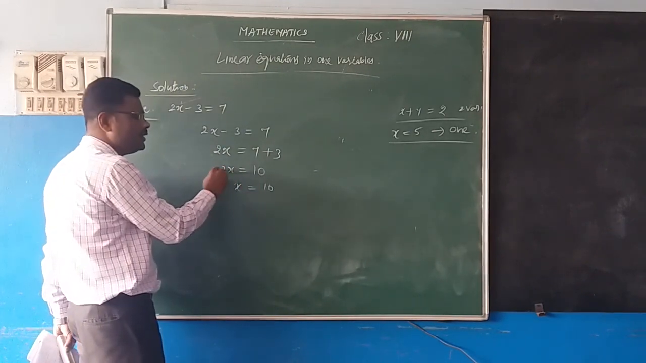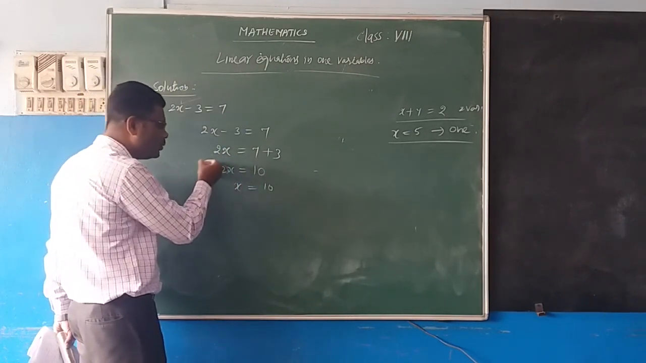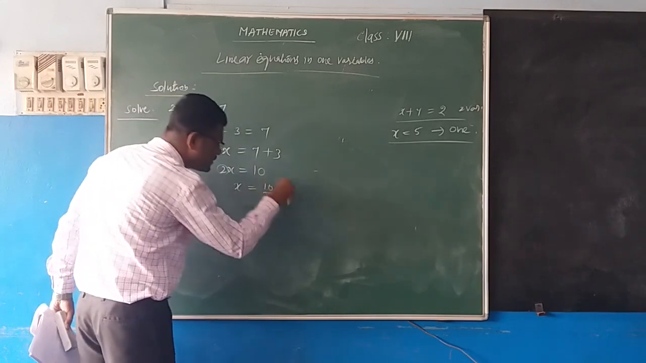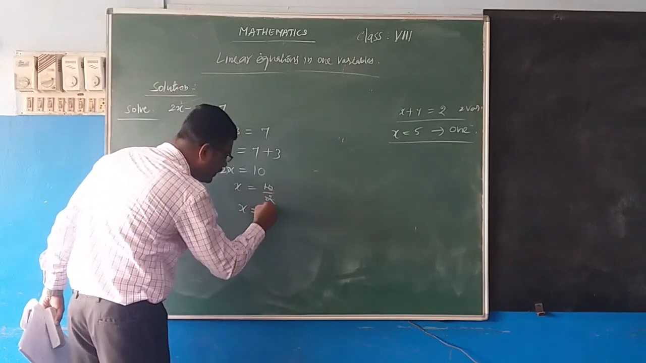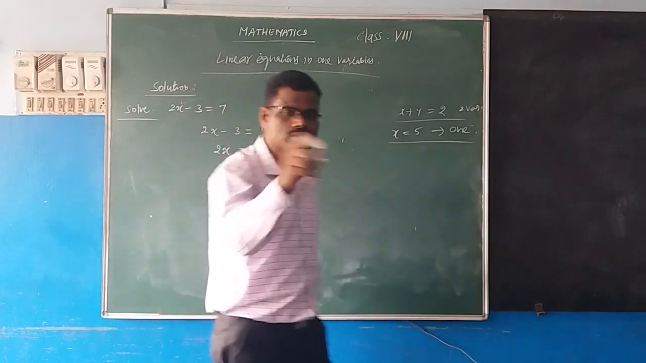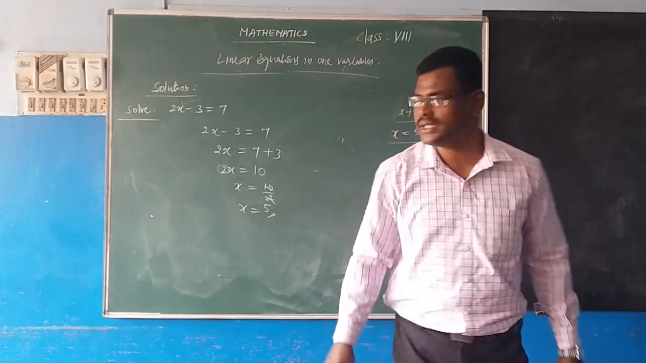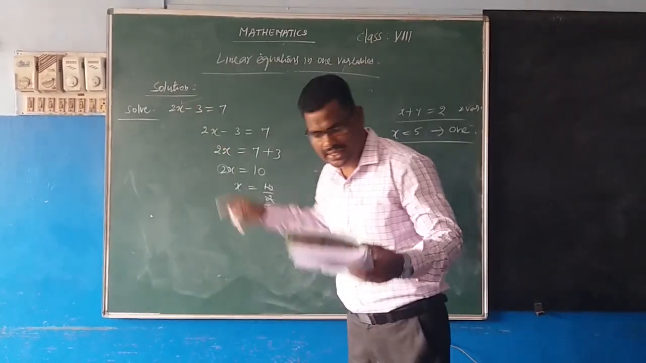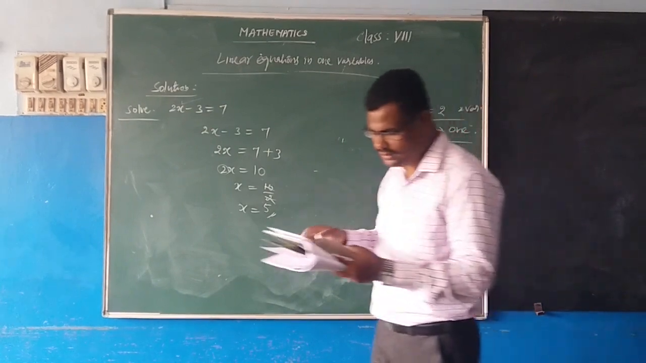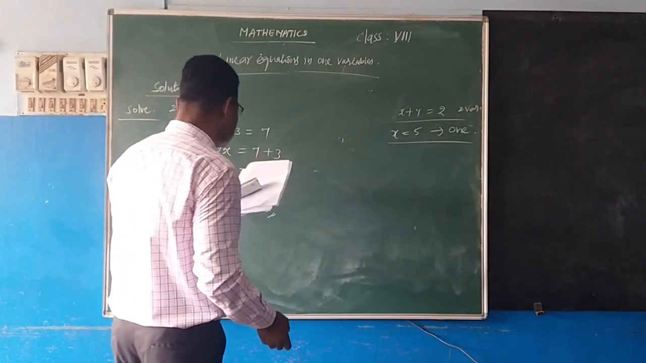The relationship between 2 and x is multiplication. When 2 goes to that side, it divides. So x is equal to 10 divided by 2, how many times? 5 times. This is called the solution. Solution means finding the value of x. The next one, if needed, solve the equations.